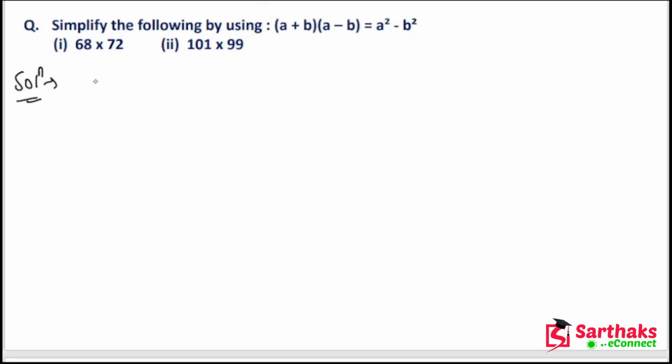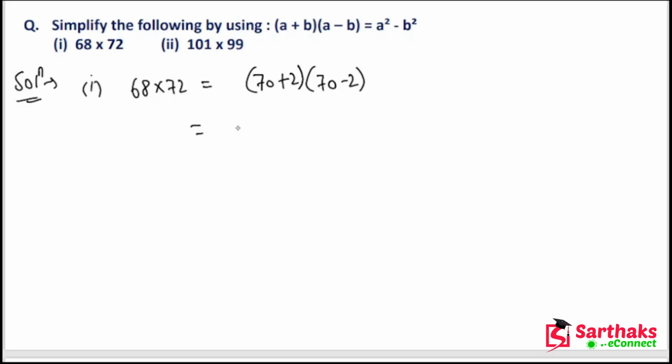Now 68 into 72, let us solve the first part. 68 into 72 can be written as, see, it is a plus b, a minus b, so same number plus and minus the same number. We can write 72 as 70 plus 2 and 68 as 70 minus 2. So a plus b, a minus b, right? 68 can be written like this and 72 can be written as 70 plus 2.